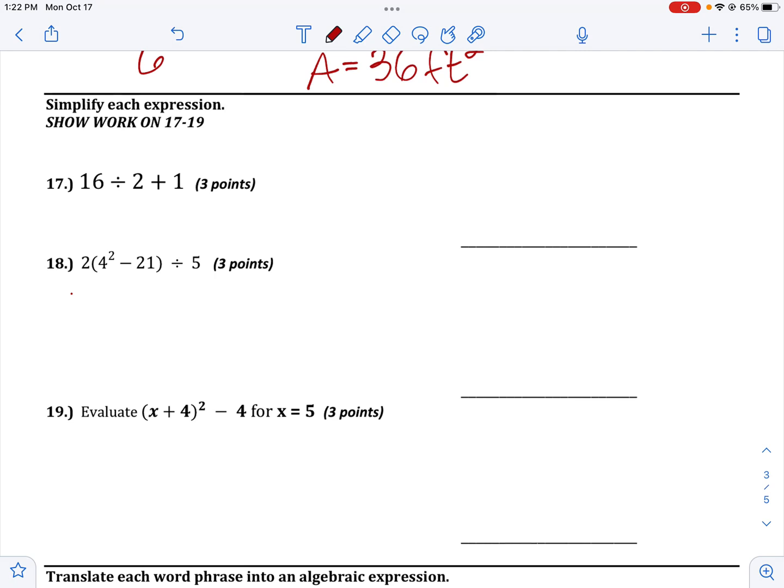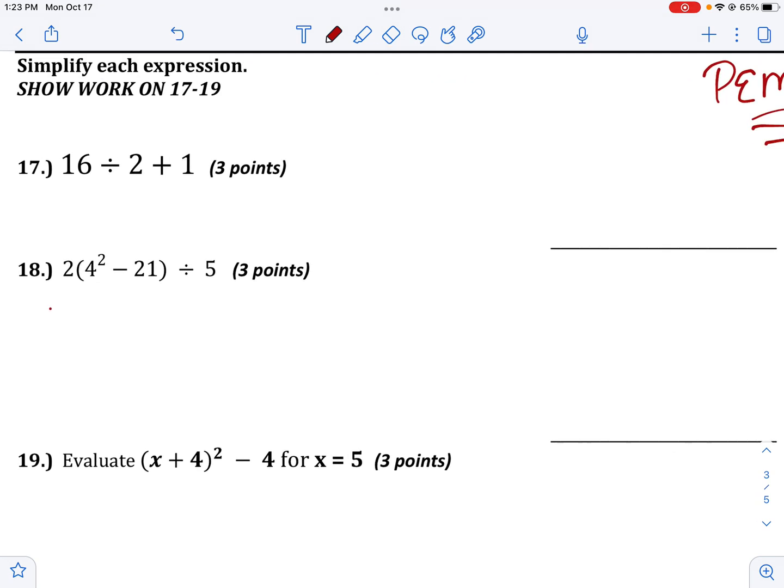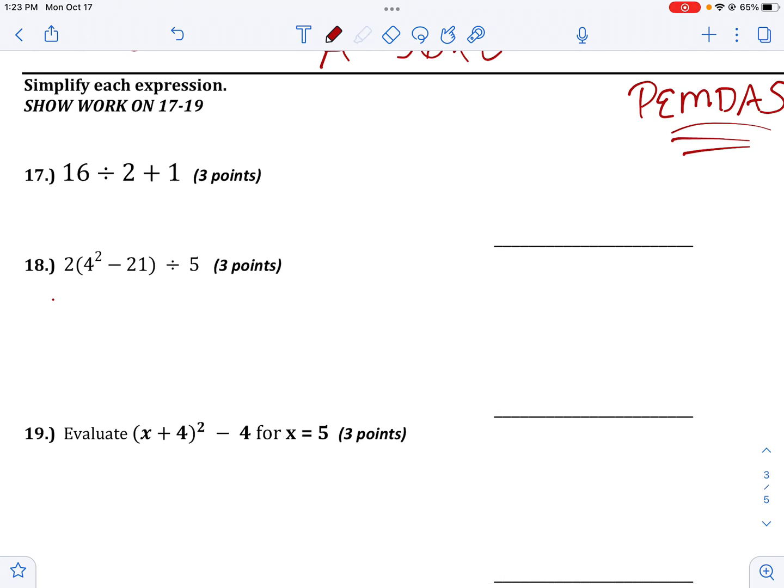All right, so show work on 17 through 19. Remember, we need to always know our order of operations, okay? And so we need to always be thinking about what do we do first. So right here, if I take a look at 17, I have division and addition. So my division is going to be done first. I'm going to underline 16 divided by 2, that is 8. And I'm going to add 1, and that equals 9.